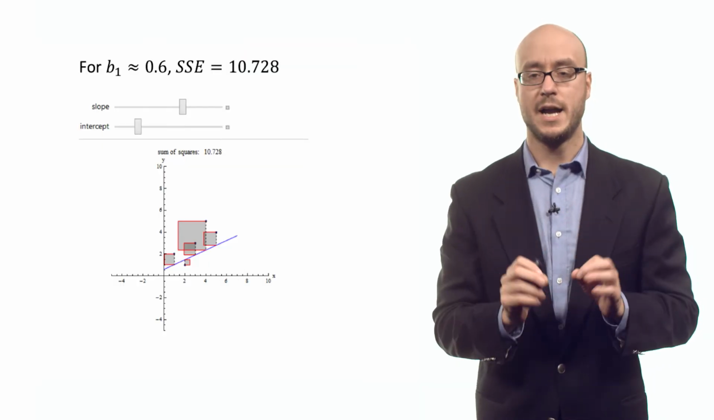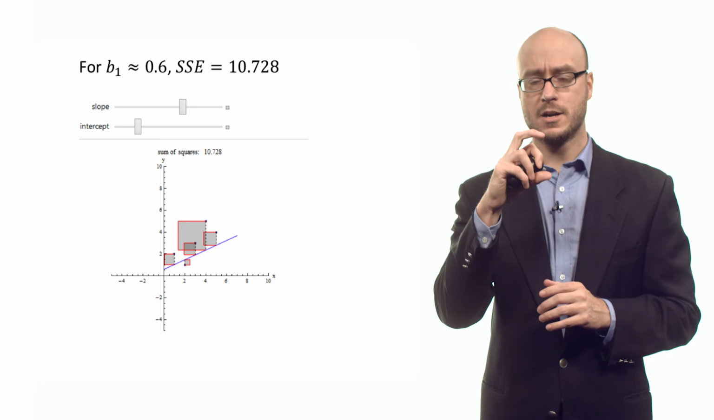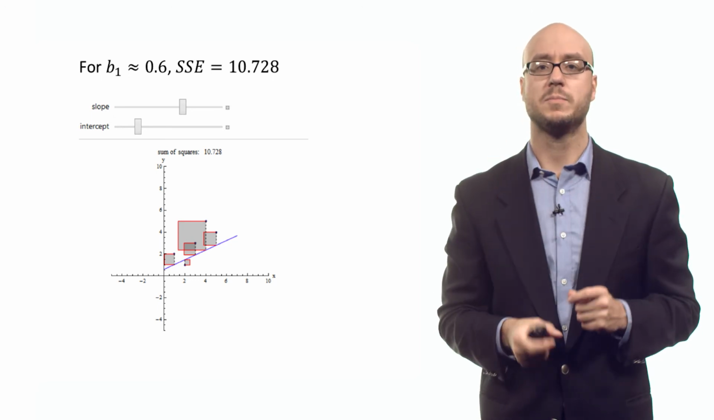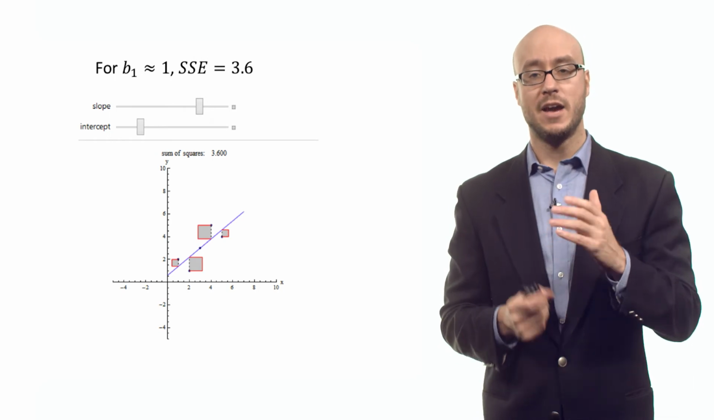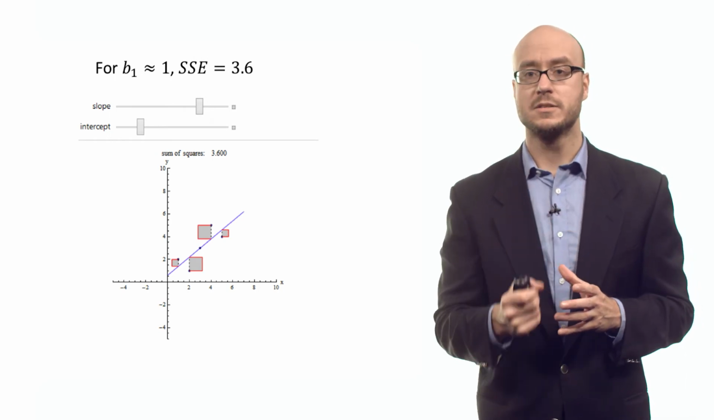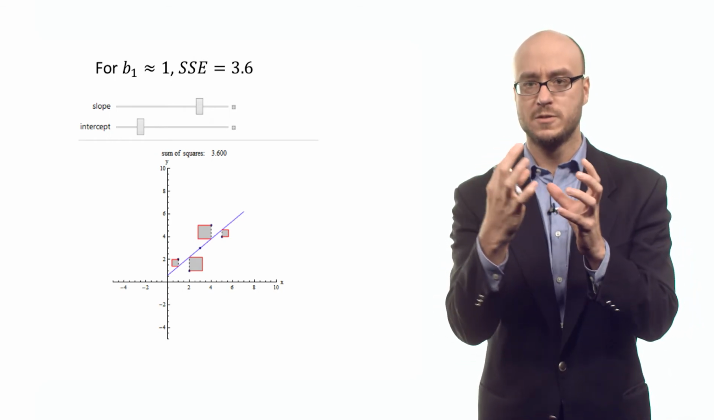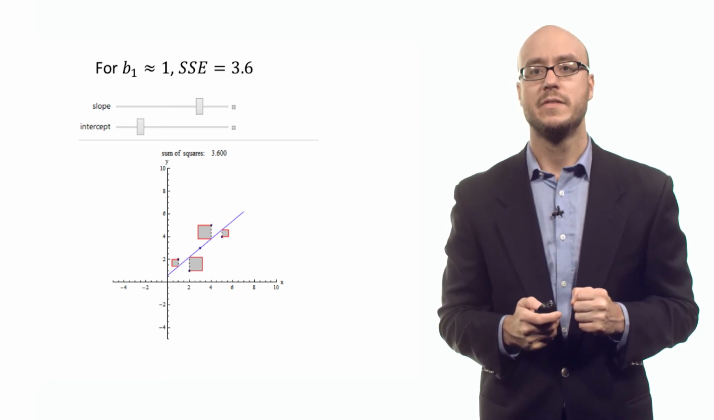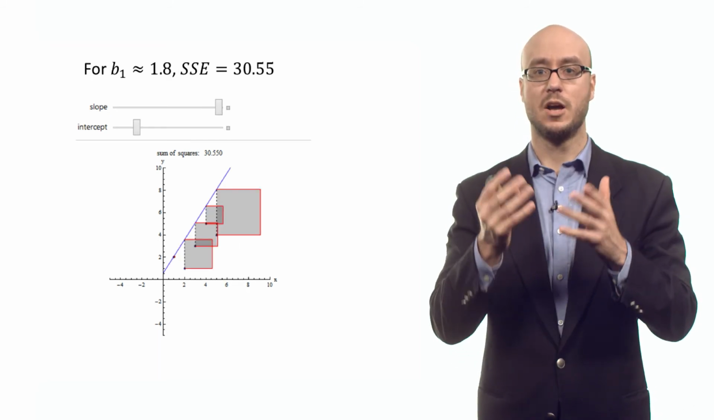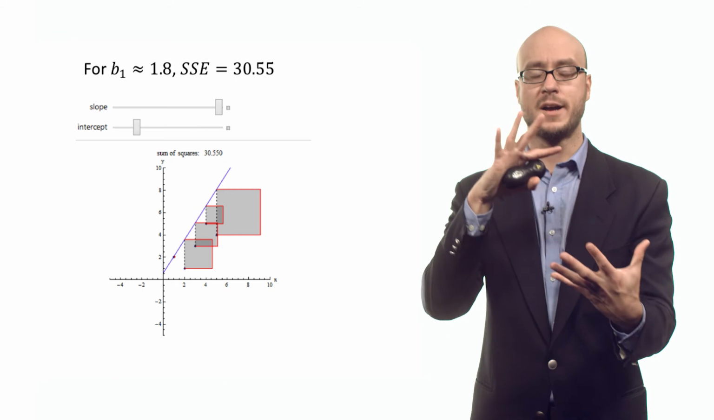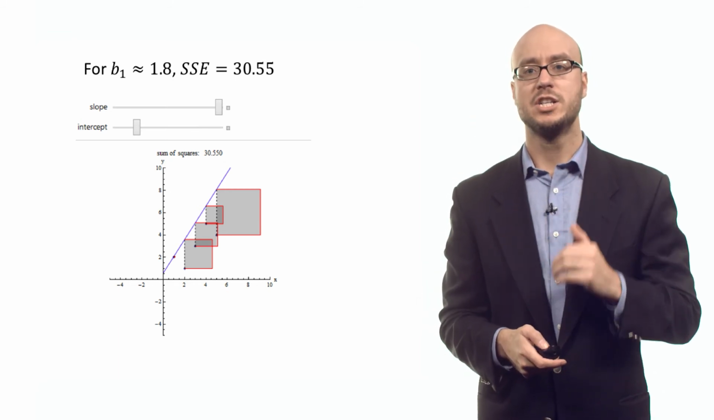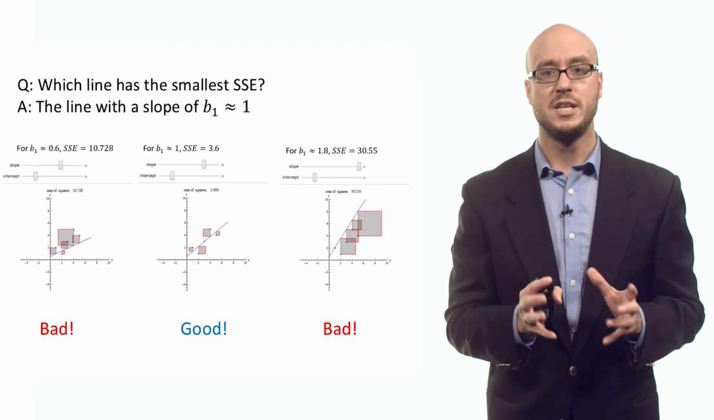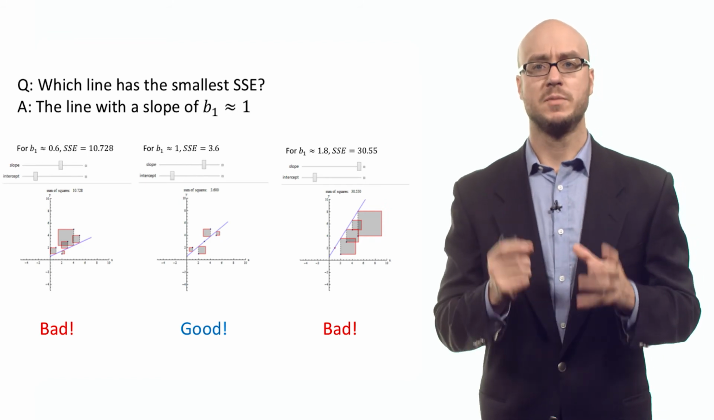Right? Keep in mind, each box represents an error squared. The total area of these boxes is the total sum of the squared errors. If we have the slope equal to 1, the least squares estimate, you can see the total area of those boxes is smaller. Then what happens if we increase the slope to 1.8? You can see that the boxes inflate again. We're just keeping the intercept the same and changing the value of that slope. So you can see here which line has the smallest sum of the squared errors.